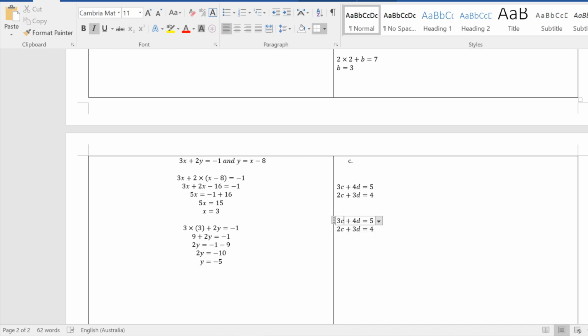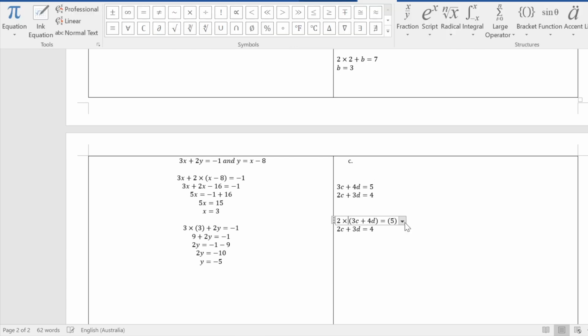Now, they've got a coefficient of 3 and 2. So what do 3 and 2 share in common? Well, the lowest common number they share in common I can think of is 6. Now, how do I turn this, and I'm just going to put both sides in brackets, even the 5, how do I turn this 3c into 6c? Well, I do that by timesing it by 2, don't I? So this side, I'm going to times by 2. Whatever I do to one side, I do to the other.